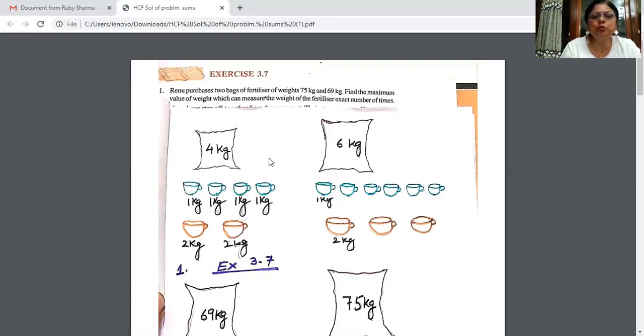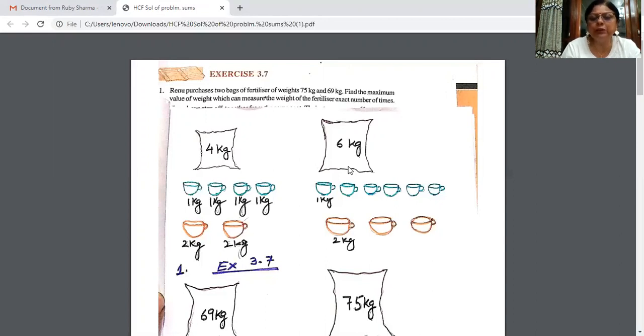Now suppose I take a 2 kg, that also will be the same. It will measure 2 times, 2 kg, twice. There will be no fertilizer left. So it is measuring exact number of times. If I take a 2 kg container, this also will measure exact number of times. That means 3 times. It will measure 3 times.